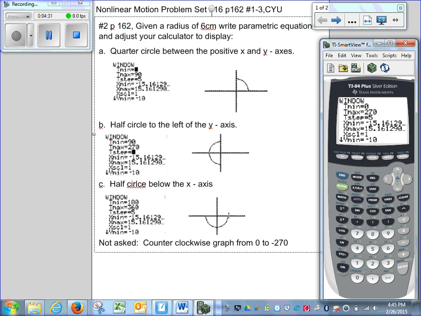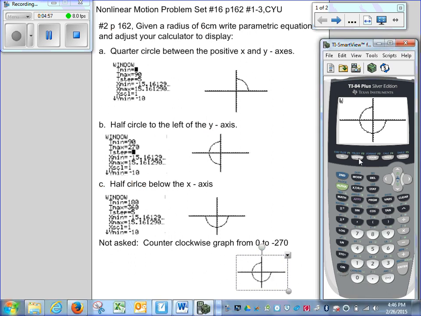Now what that should do is create a graph from here, down to here, down to here, and all the way back up to the positive y-axis. So we're going to go counterclockwise by making our angle negative in the equation. See that again, negative t. And here's our graph, and that does work. It goes from 0 to a negative 270, so I'm just going to drop that right there, and here is the window that coincided with that.